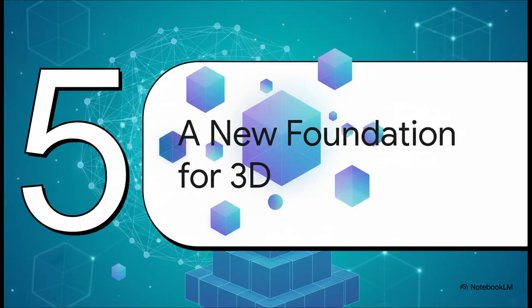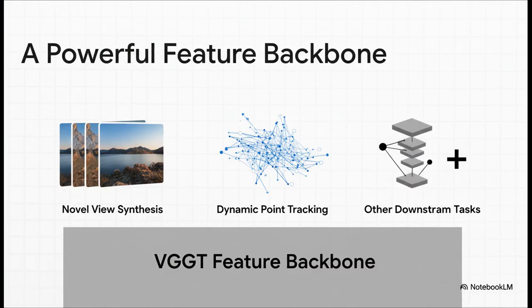So when you see performance like this across so many different tasks, it starts to feel like VGGT isn't just a better tool for doing the same old job, it's actually a brand new kind of building block for the whole field of 3D vision. And the authors prove it. They show that you can take the brain of a pre-trained VGGT model, its feature backbone, and plug it into other models to make them better. They dropped it into a novel view synthesis model, and boom, performance shot up. They used it to power a dynamic point tracker, and boom, same thing, huge improvements.